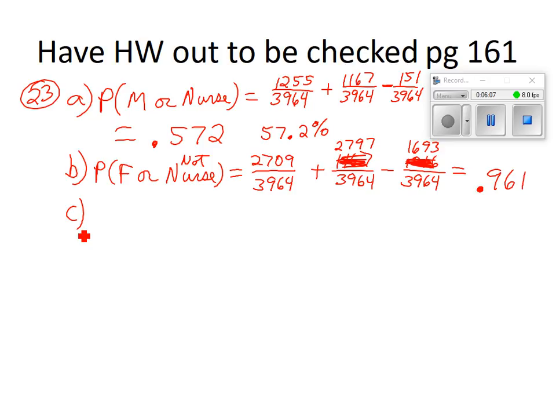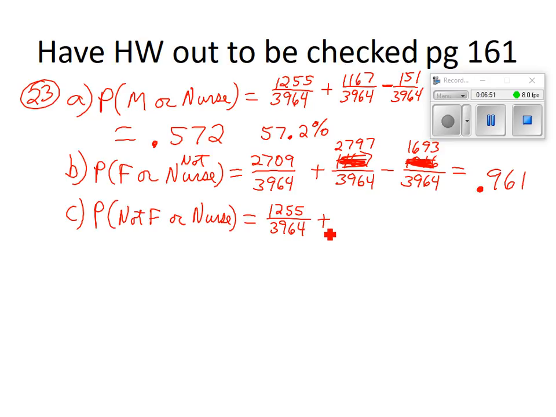Part C, I'll read more carefully this time. The student is not female or is a nursing major. So not female or nursing major. Does it say not a nursing major? No, this time it says a nursing major. Not female, well, if you're not a female, then you're male. So that's 1255 over 3964, plus the nursing major we did, which was right here.